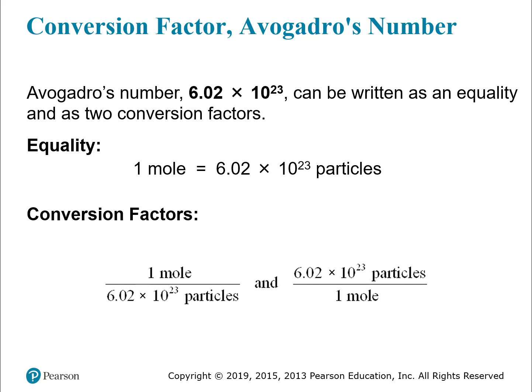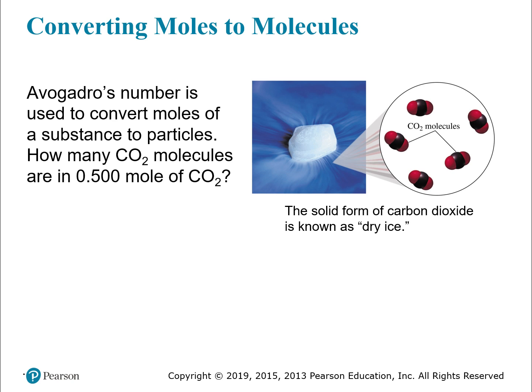Since we can write an equality with 1 mole equaling 6.02 times 10 to the 23rd particles, we can also write conversion factors, which, remember, those are the fractions. And these are what we use when we're doing a calculation. What kind of calculation, you ask? Well, I'm glad you asked. We can convert moles to molecules and the reverse, molecules to moles, using Avogadro's number.